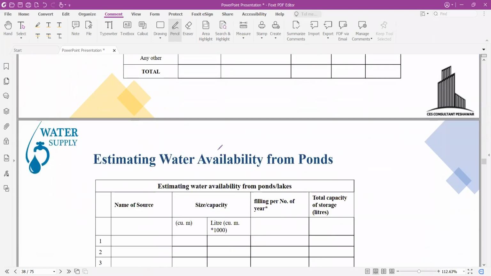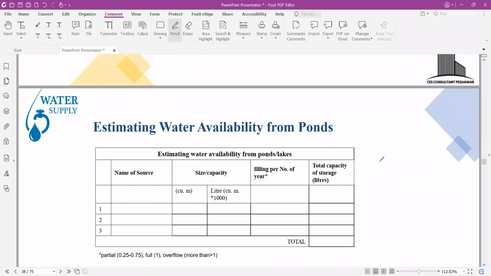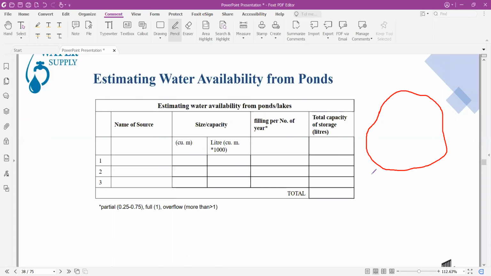Water availability for ponds can also be determined. For example, we have a pond. The cross-section area can be calculated using a survey, like using a level or total station, or even a drone survey can be used to make a surface of contours of that pond. Using AutoCAD and different types of software, we can calculate the area of that pond, and the depth can also be calculated. So we can calculate the storage capacity of that pond, and based on the storage capacity, we also have to consider whether it is partially full throughout the year.